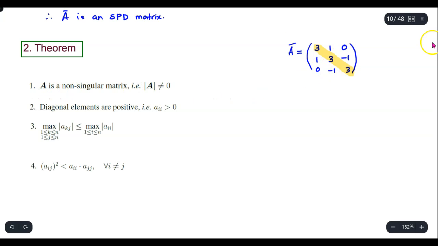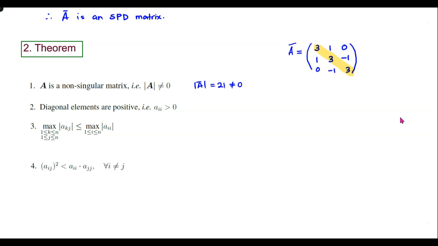Number 1, you need to show that A is a non-singular matrix by calculating the determinant. The determinant of A must be not equal to 0. You can use your calculator to get the determinant. For this matrix A here, the determinant of A is 21. Clearly this is not equal to 0, so you satisfy the first condition.